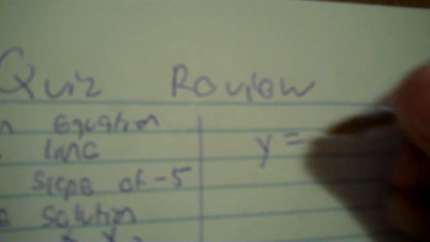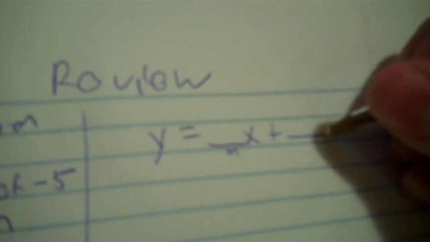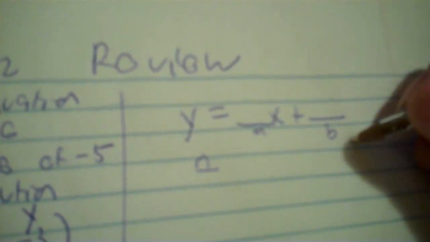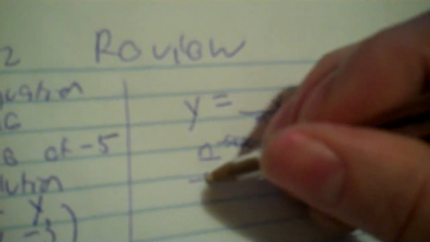Okay, so with the y by itself, you're going to have a blank space in front of x, that's your m, that's your slope, plus another blank space, that's your b. So you have to find the m and the b. Now remember, m is the slope and b is the y-intercept. Okay, so the slope's given, it's -5. And the y-intercept, y equals m times x plus b.